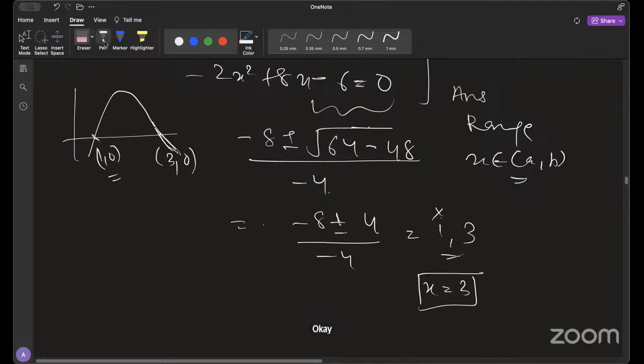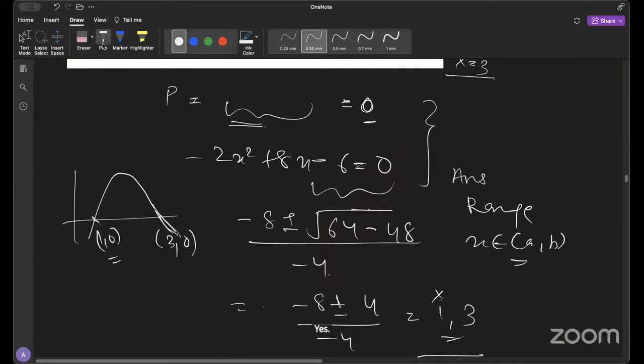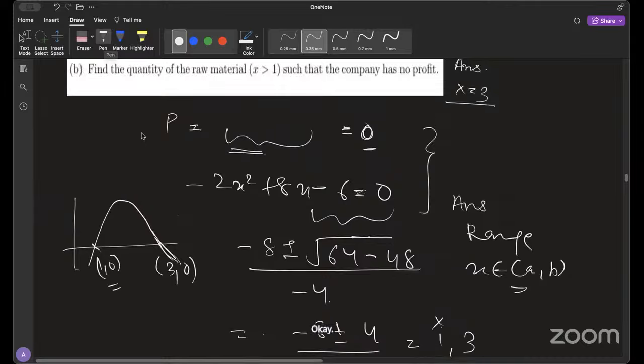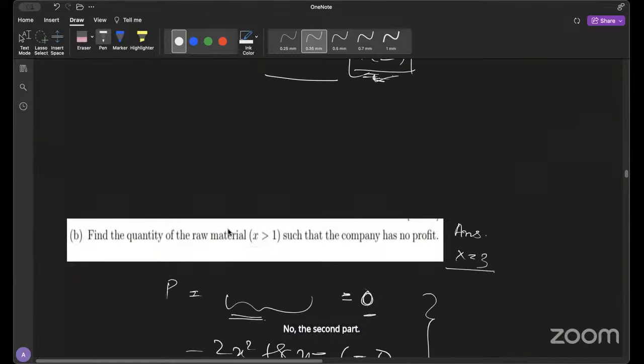Ma'am, could you please show the question? No, the second part. So, what is the role of x greater than 1 in this question?